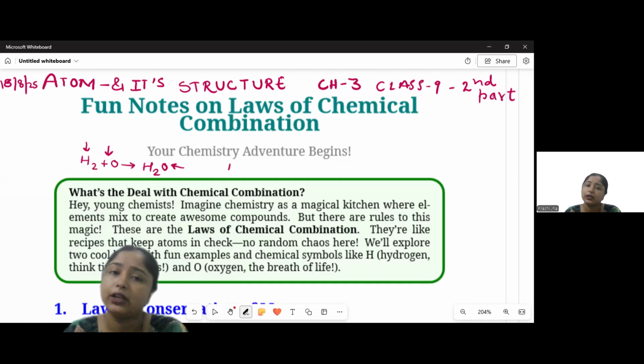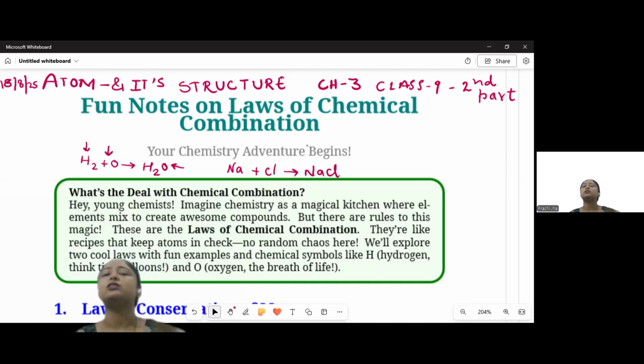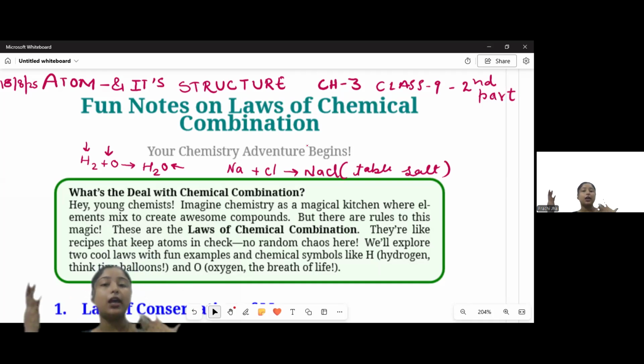Another basic example is sodium, Na, plus chlorine, Cl, which gives you NaCl, that is sodium chloride, which is nothing but your basic table salt. You know that table salt. Now these different elements, it may be more than two of course, are mixing together, combining together to form a different compound.